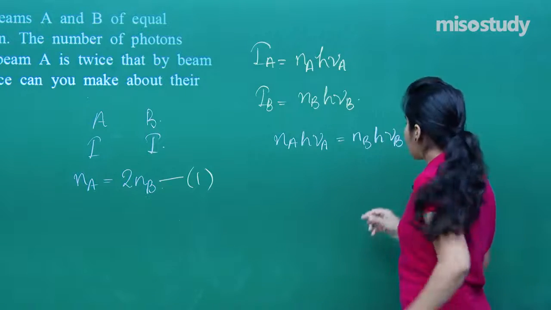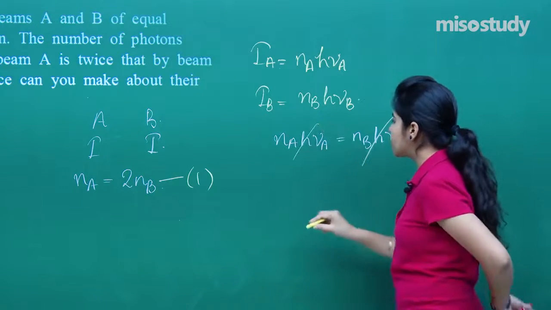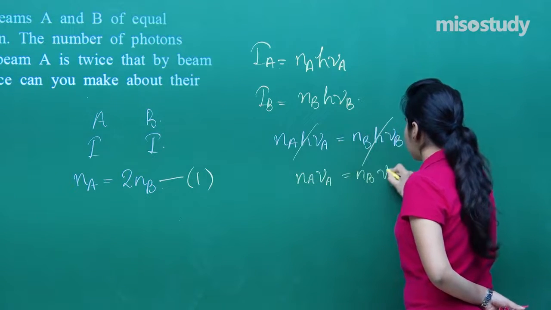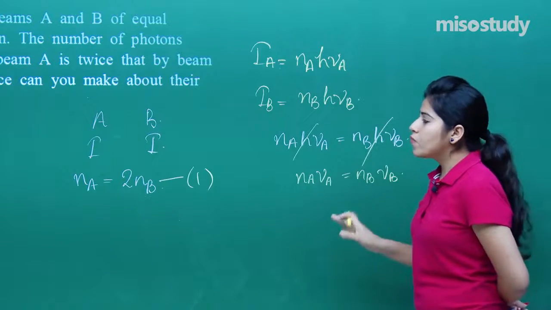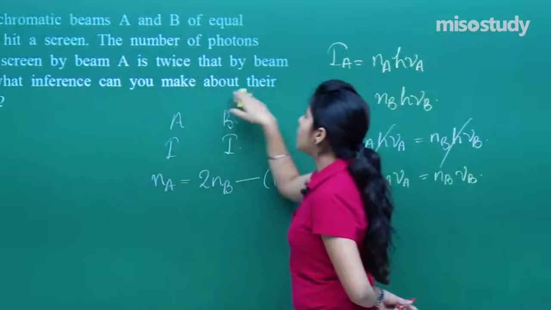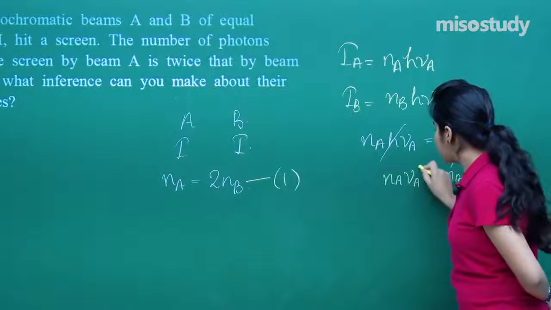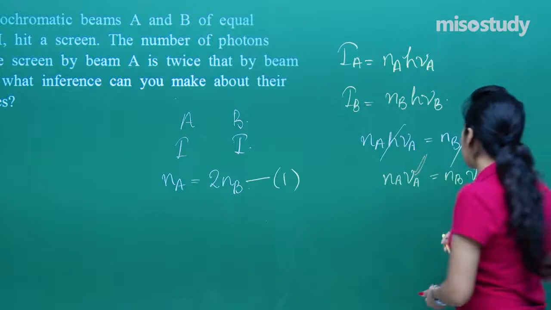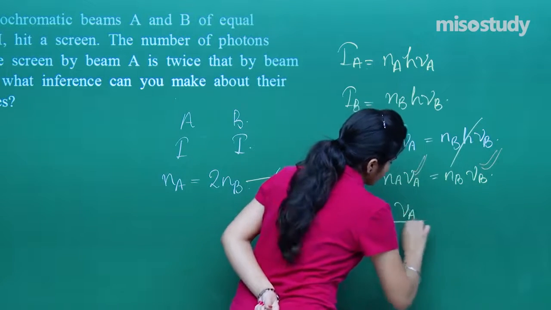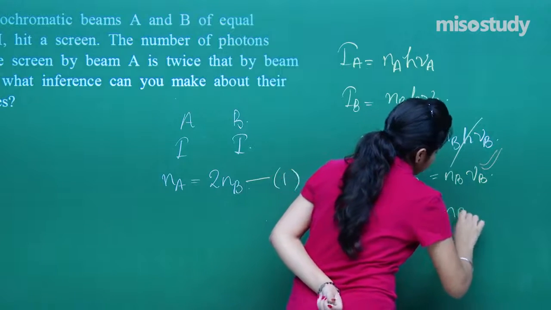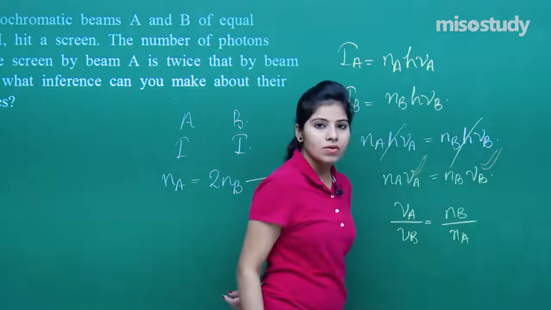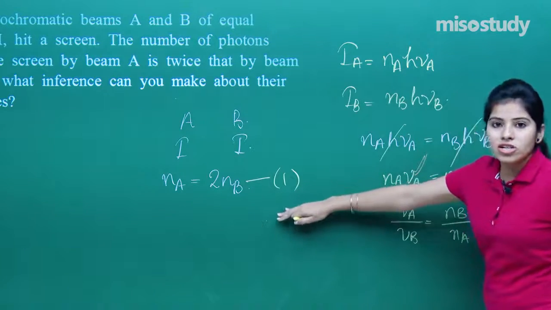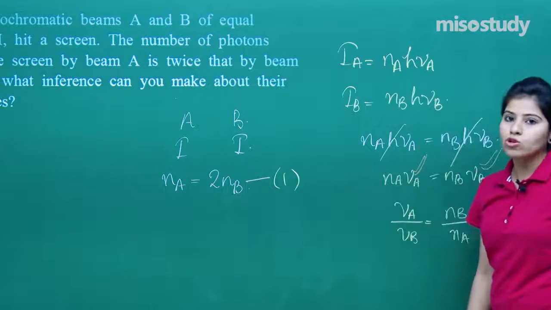Now cancel out the common terms, h and h cancelled, and NA nu A equals NB into nu B. See, what we have to find, what inference can you make about their frequencies? That means nu A and nu B. So if I take an inference, nu A upon nu B is equal to NB upon NA. Right or wrong? Right? Now see, we have been given this condition in the question that NA equals 2NB.